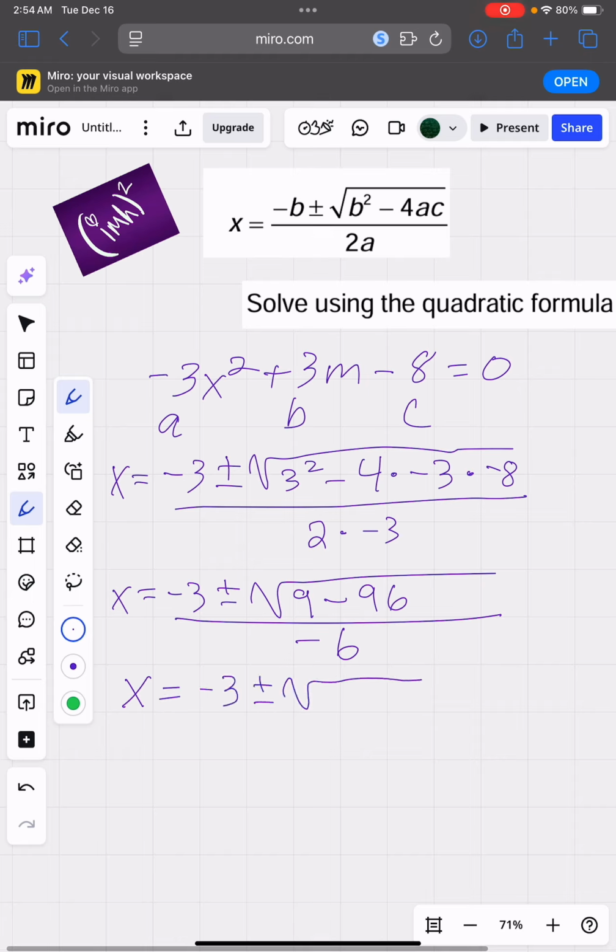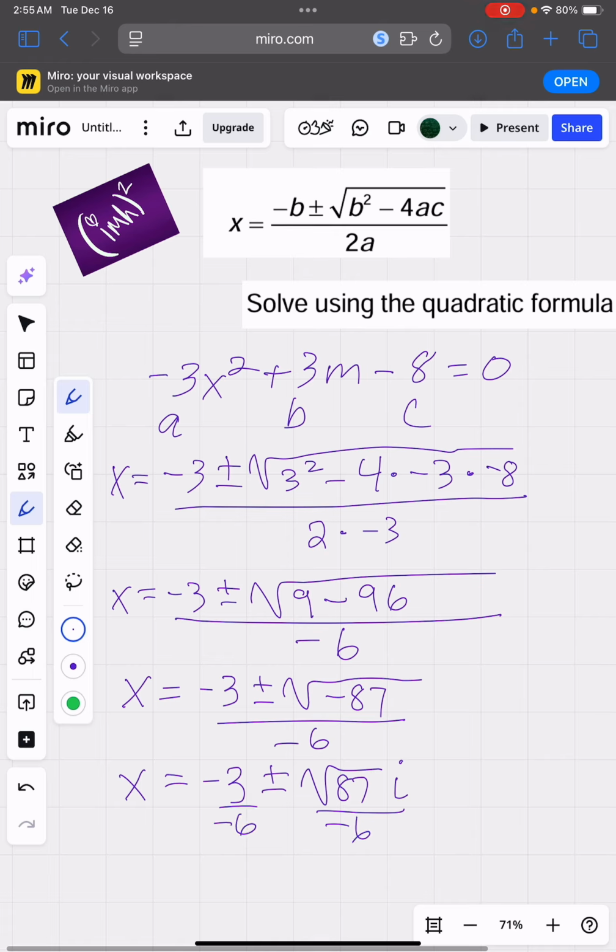Under the radical, we have a negative 87, which means this is going to be an imaginary root, because when you have a negative under the radical, we're going to use i. 87, lucky for us, is prime, so we don't have to break the radical down. But we do have to break up this negative 6 if we're going to keep the correct format. We want our answer in a plus bi, where the imaginary and the real are separate.